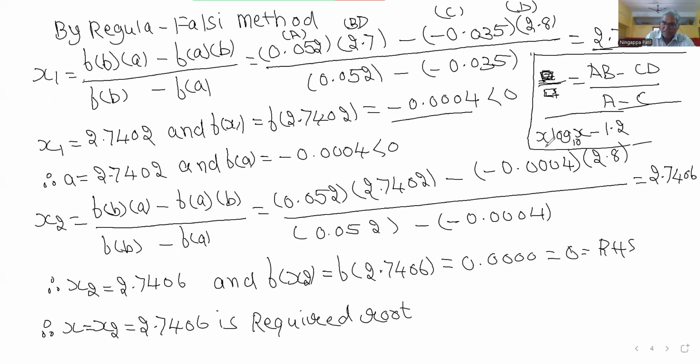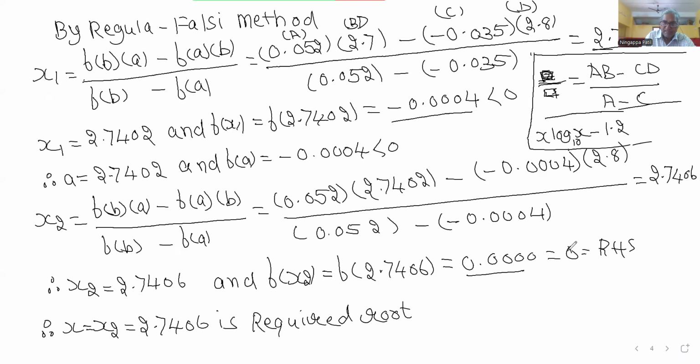Now, look here, this f(x) expression is already there in the calculator. You go back in the calculator, you bring this expression on the calculator display and press the calculate button. Then it asks the value of x. You enter this value, 2.7406. Then you are getting 0.000, which means 0. This is the RHS. The examiner asks you, this is the RHS value. Therefore x equal to x2 equal to 2.7406 is the required root.